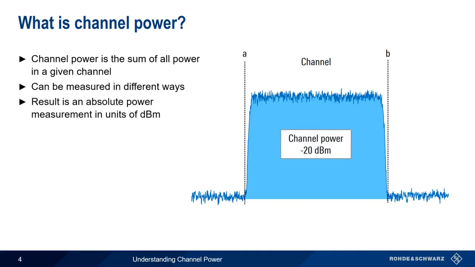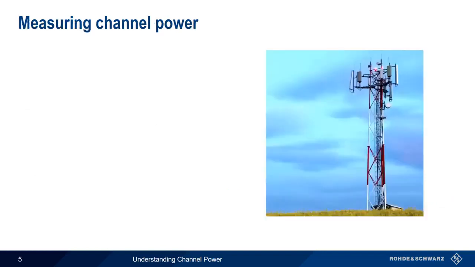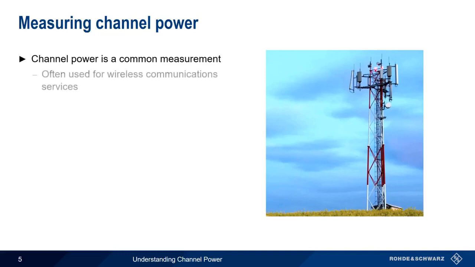Note that in some cases, a signal's power may extend or leak beyond the edges of a channel. The measurement of this leakage, or energy outside of the channel, is called ACLR, or Adjacent Channel Leakage Ratio. ACLR will be covered in a separate presentation. Channel power is a very common measurement, especially for signals that are used in wireless communication services.